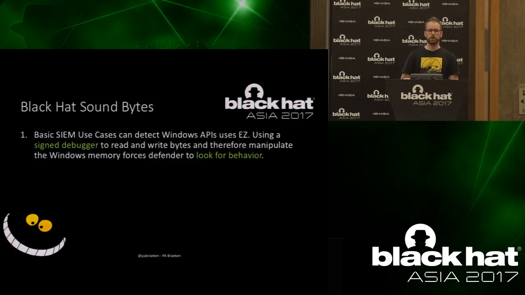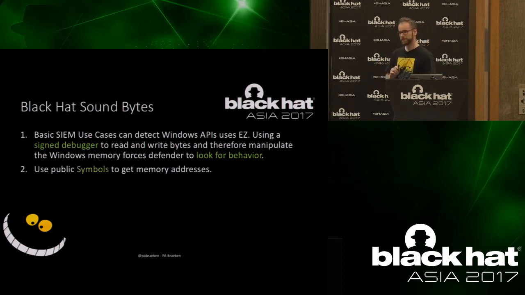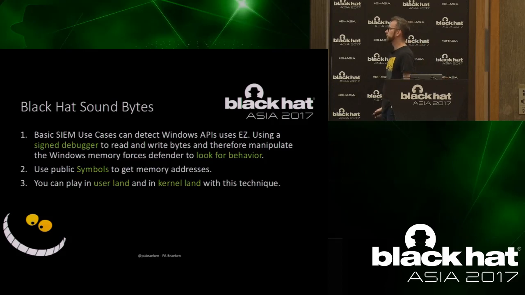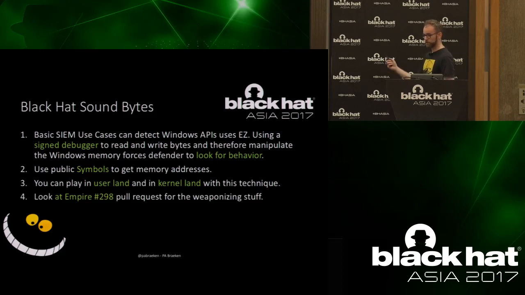Because it will use a lot of things which are very suspicious, like .NET DownloadString. Everybody knows that, and if you use that, we will take a look at that. Use public symbols to get memory addresses. Microsoft gave you the possibility to know all the information of the operating system and application. Take it, it's free. You can play in userland and in kernel land with this technique. And the last thing, look at the pull request to know how it was implemented and to be able to do the same thing.